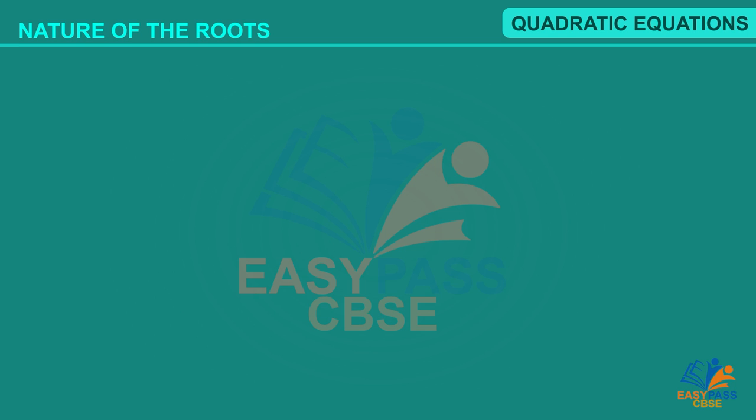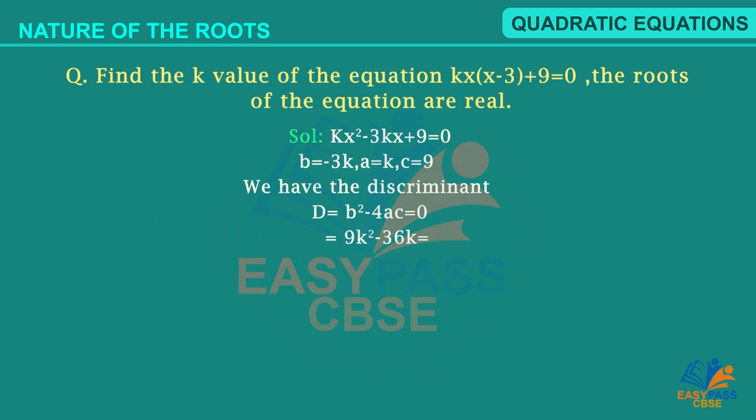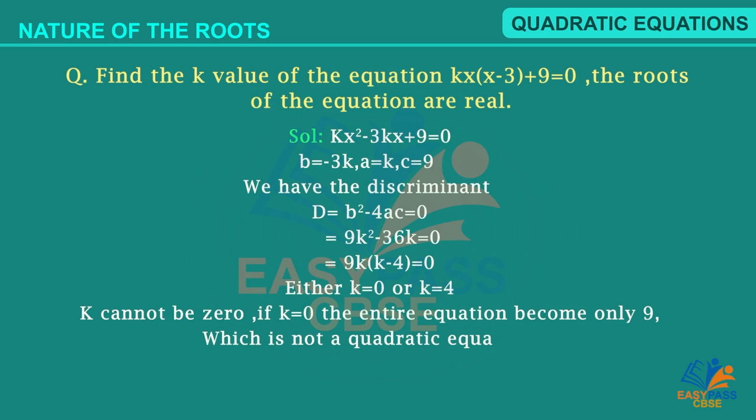So, the next question is, kx times x minus 3 plus 9 equal to 0. You have to find the k value given that this equation has real roots. Real roots. So, we have discriminant 9k square minus 36k. The roots are real. Therefore, you have 9k times k minus 4 equal to 0. Either k is equal to 0 or k is equal to 4. Now, k cannot be 0. If k is 0, the entire equation will become only 9, which is not a quadratic. Therefore, k is equal to 4 is the correct answer.